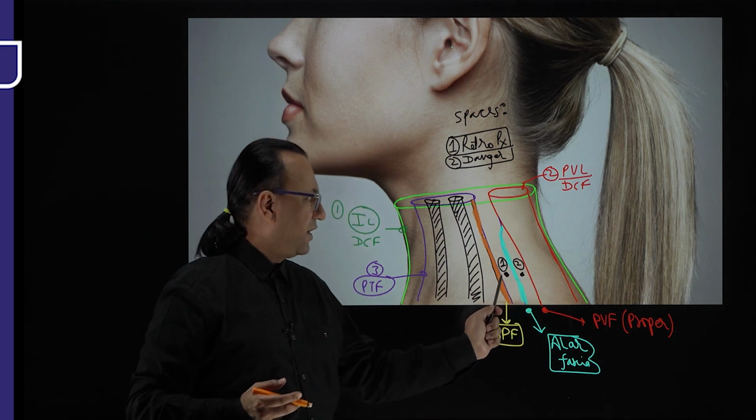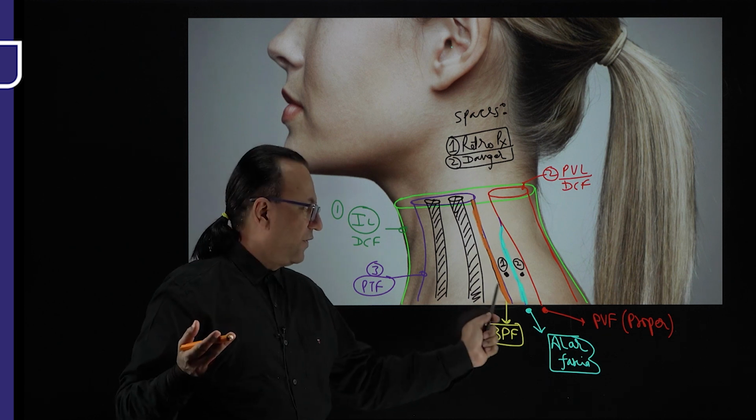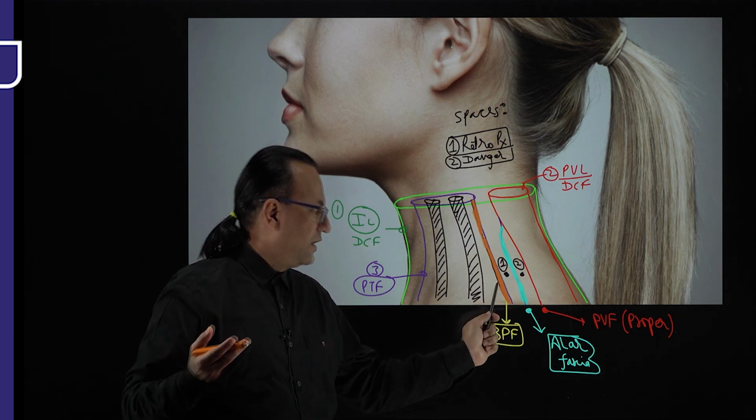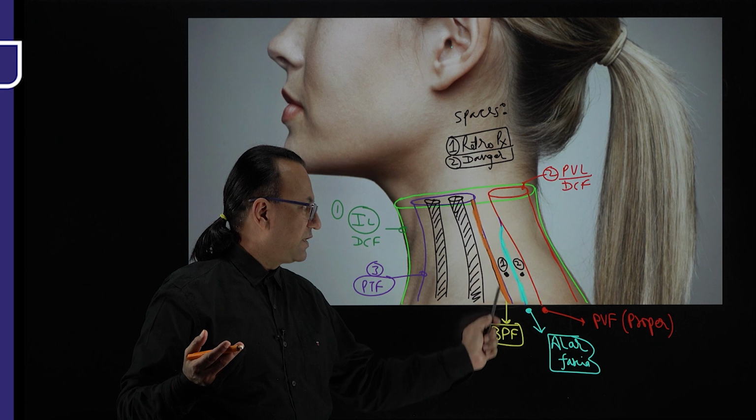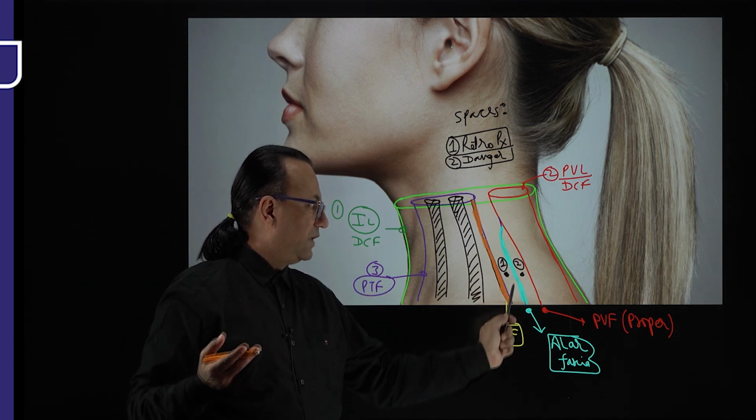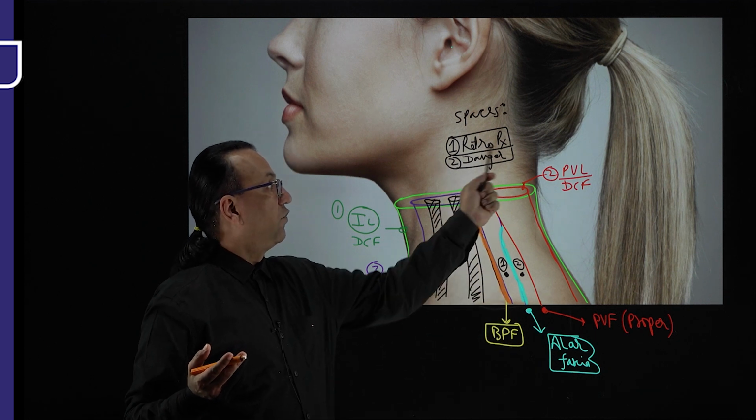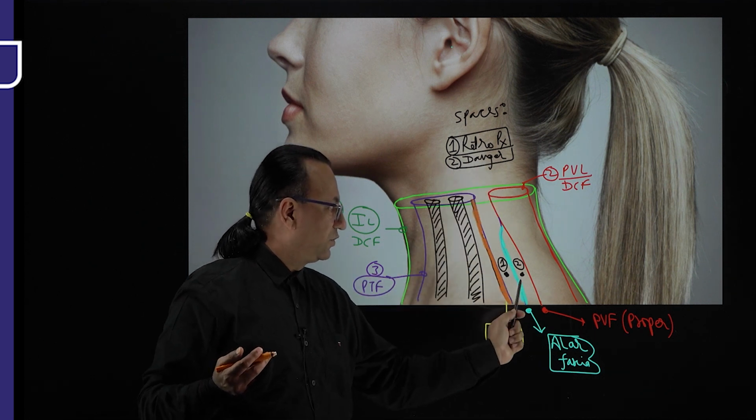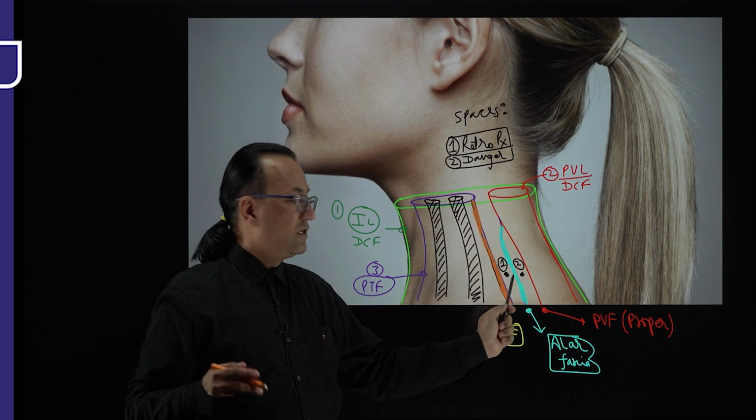And what was the retropharyngeal space bounded by? Retropharyngeal space is bounded by anteriorly the buccopharyngeal fascia, which is a modification of pretracheal fascia, and posteriorly it was alar fascia. So this is space number 1, the retropharyngeal space. Then you have space number 2, the danger space, and then space number 3.